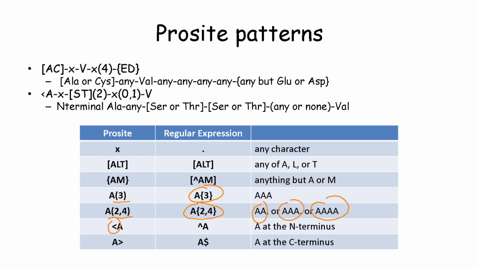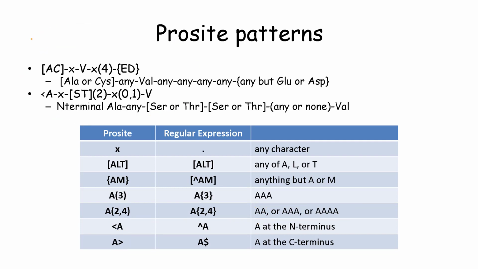A less than sign marks the beginning terminus of a sequence. In regular expressions, we use a caret symbol for that purpose. A greater than sign marks the end of the sequence. In regex, we use a dollar sign for that purpose. And that's pretty much all the rules used in Prosite patterns. Let's now re-examine these example patterns.